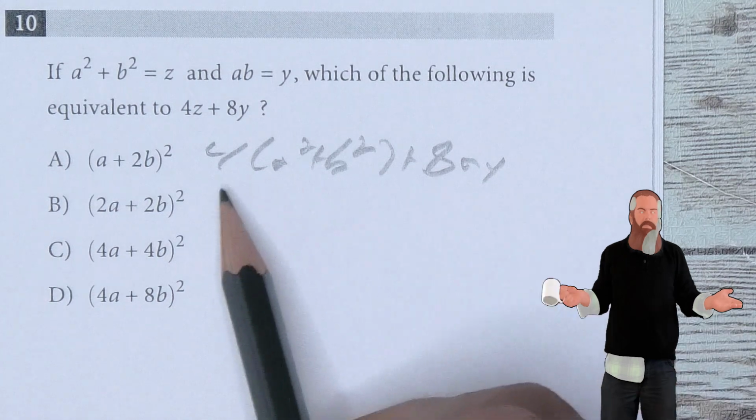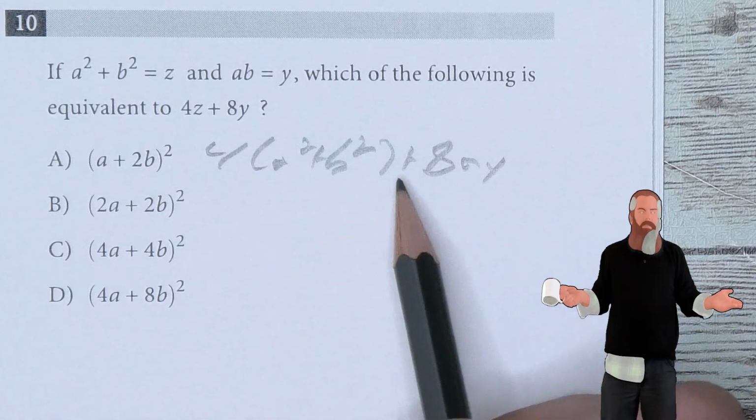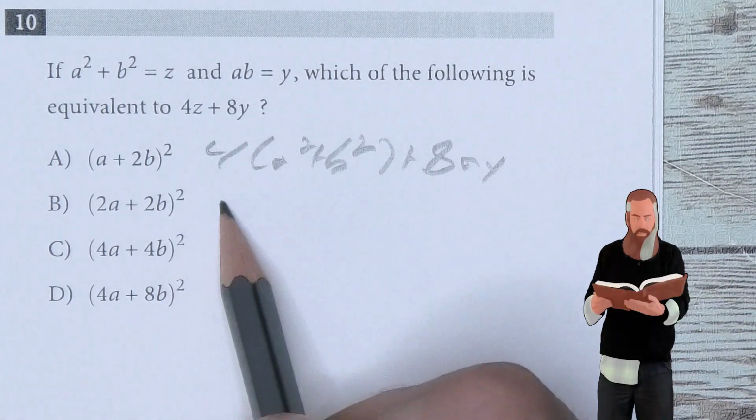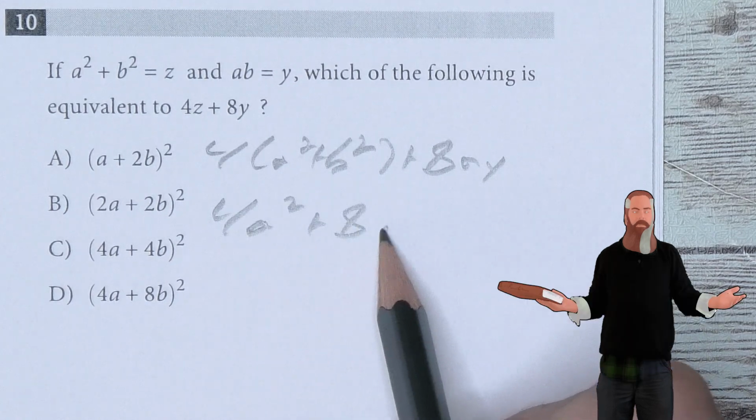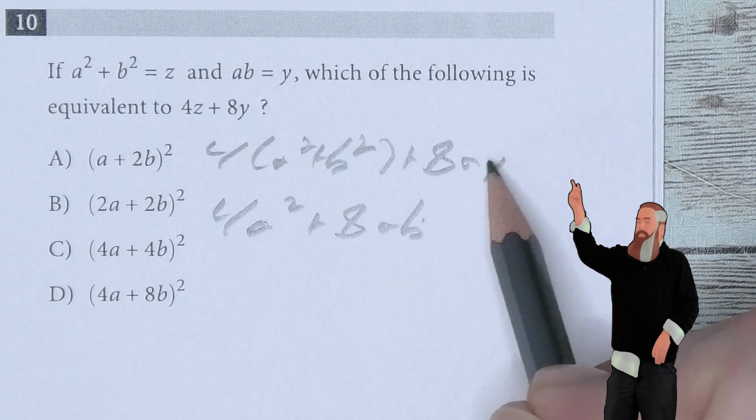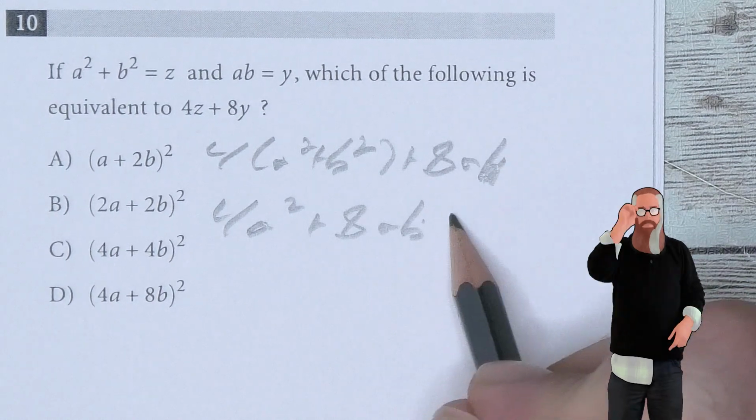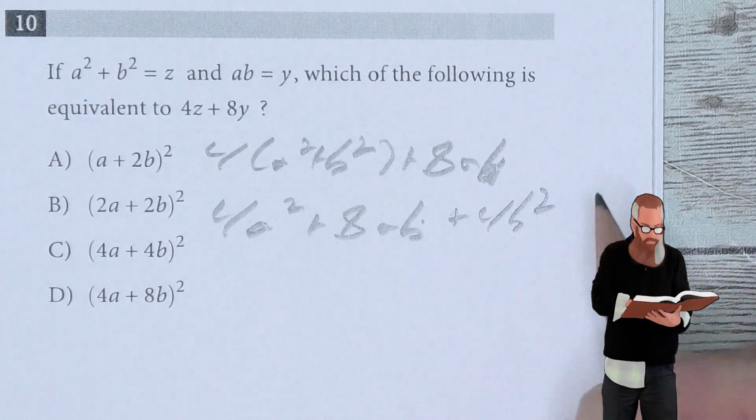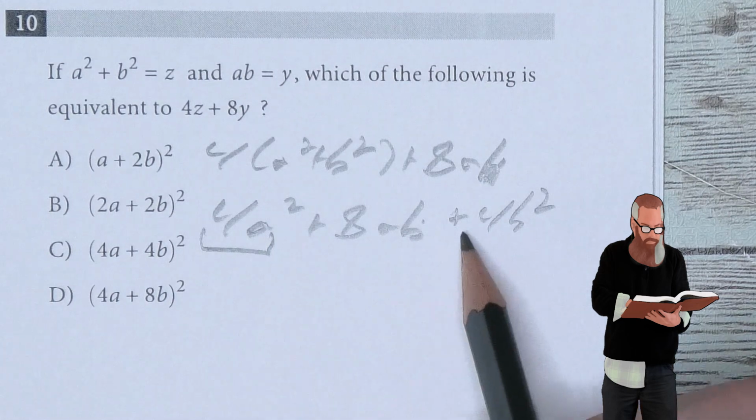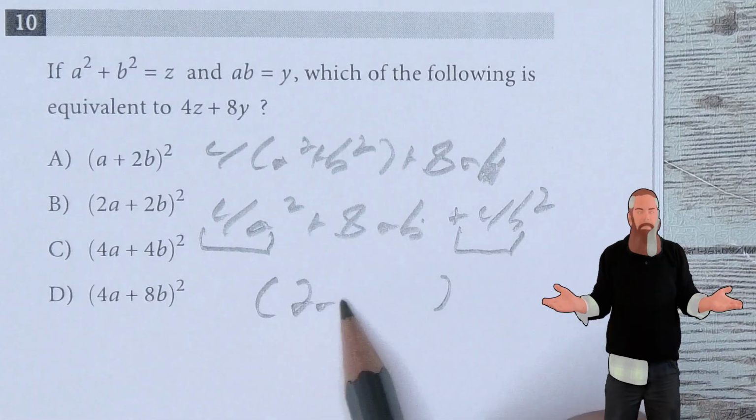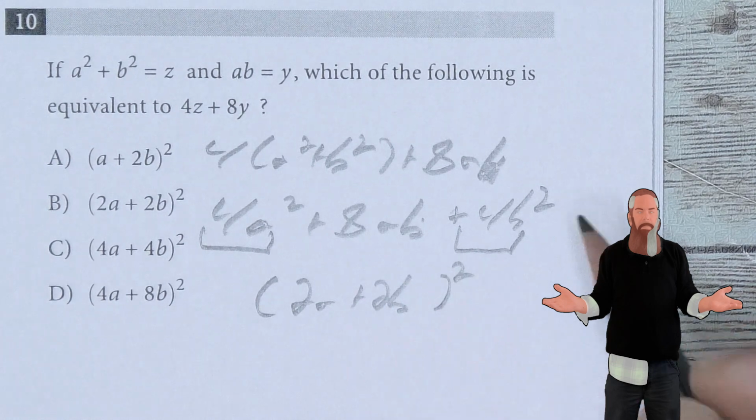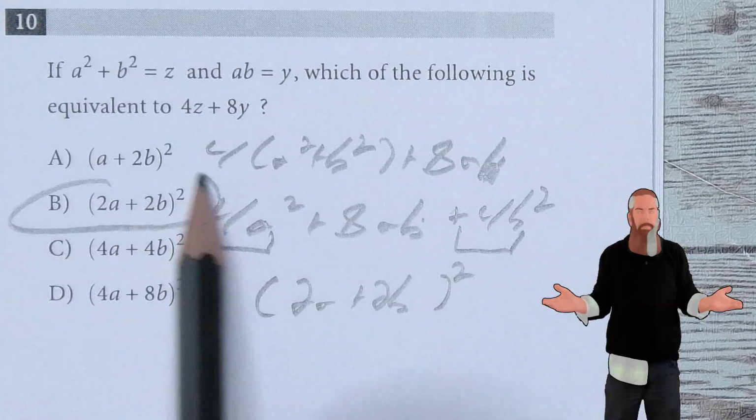Now at this point I can go ahead and distribute this 4 and the 8 to have 4a squared plus 8ab, I don't know why I wrote a y there, plus 4b squared. Now this is nice because this is a perfect square, meaning what I have is (2a plus 2b) squared. That gives me B as the answer.